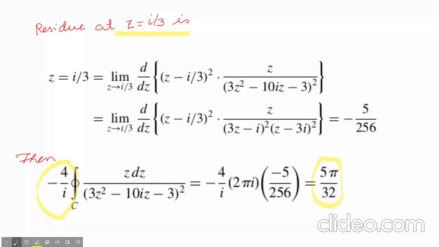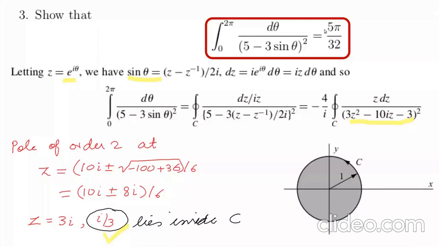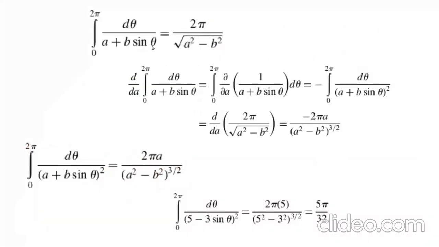Now, this is again one more question that we have already discussed. We solved this using the similar procedure, but there is another method to solve the same question. In the class, we have discussed that the integration from 0 to 2 pi of d theta by a plus b sine theta is 2 pi by square root of a square minus b square. We can use this expression to find the integration of our given question.